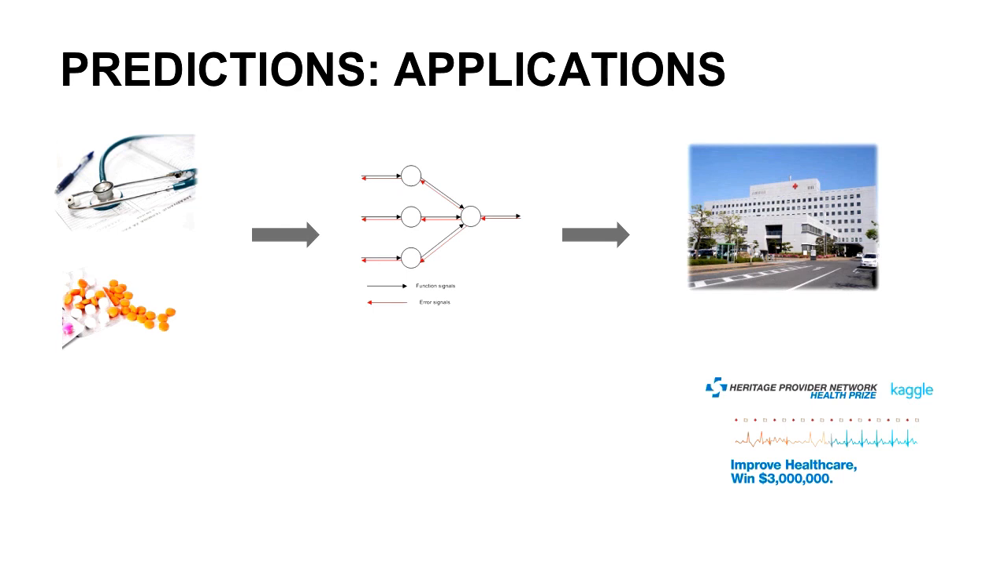Kaggle was one of the original companies and the leaders in this, and they partnered with Heritage Provider Network, which is a big insurance provider in California. They were looking to improve outcomes for their patients and really to try to prevent hospital readmissions. And so they put forth this competition. A lot of different data science groups competed.